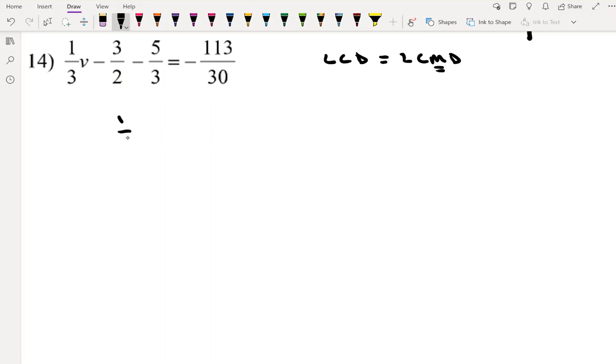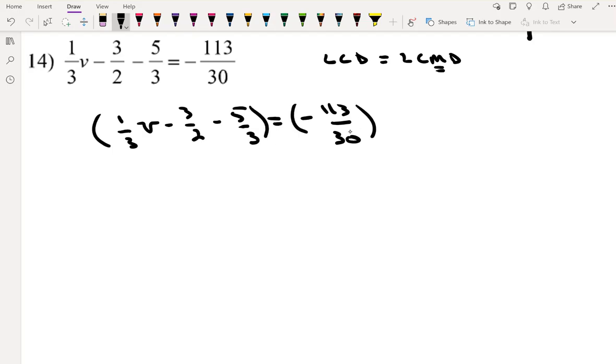So I have 1/3 v minus 3/2 minus 5/3 is equal to negative 113 over 30. I'm going to multiply this side and this side both by 30, as whatever I do to one side, I do to the other. Okay, the right side's not so bad. Those are just going to cancel each other out, and we're just going to be left with negative 113 over there. This other side, however, has a bunch of work to do. We have to multiply 30 to this term, 30 to this term, and then finally 30 to this term.